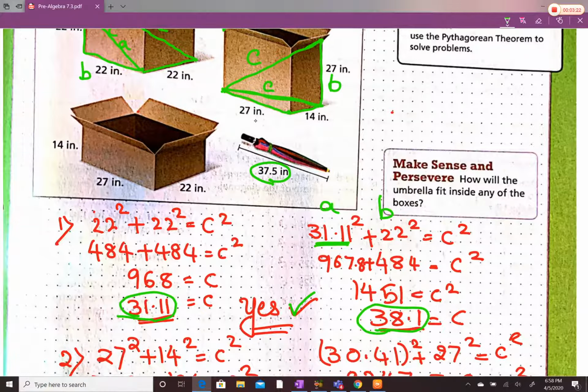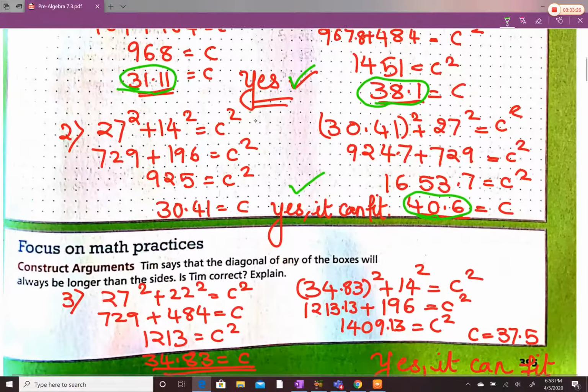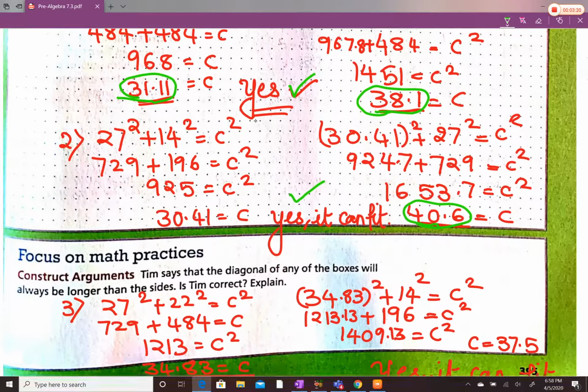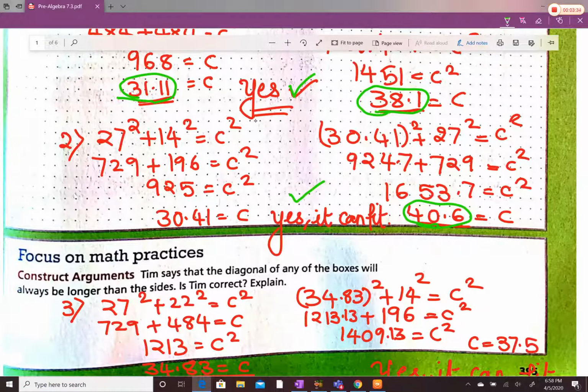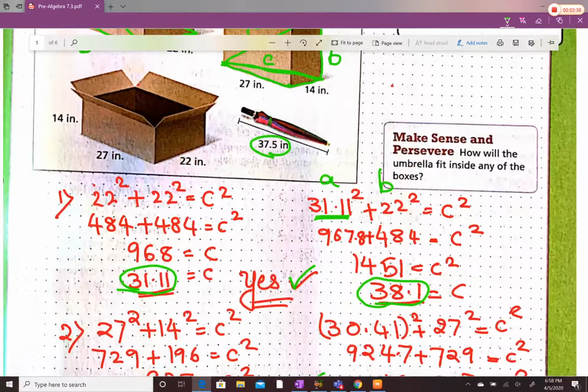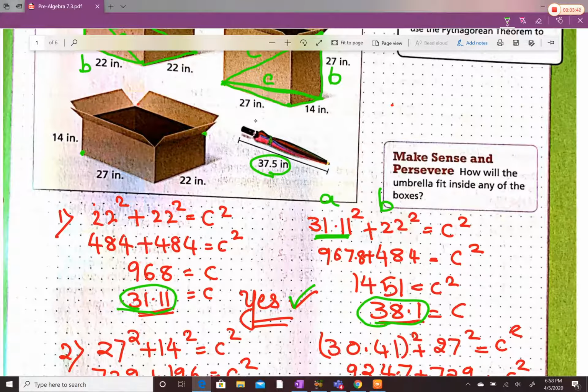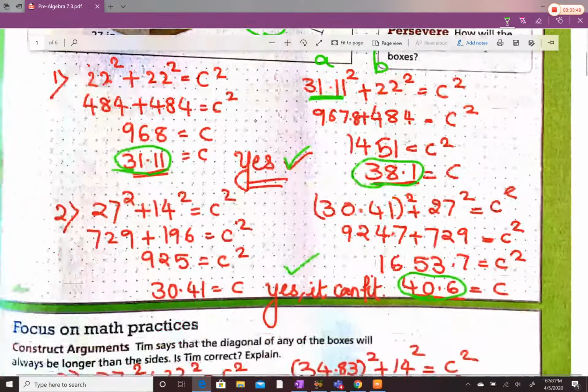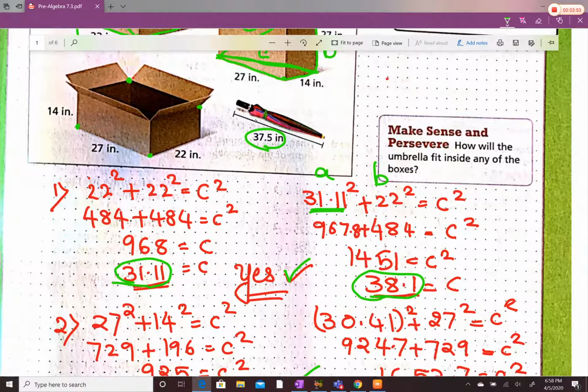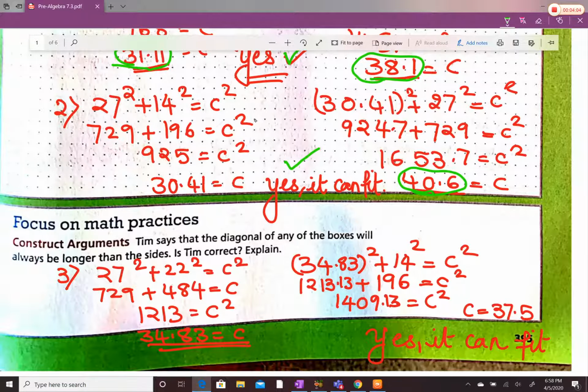Now we are going ahead to the third question, and I have tried to do it here because we didn't have much space here. So this is not the answer for the focus on math practices, but this is the answer of the above question. So again we have to find the diagonal length. That means from this corner to this corner, or you can take from this corner to this corner. This is how you will fit the umbrella. So if you look at the question, this is our A, this is our B, and find the hypotenuse. So 27 squared plus 22 squared equals C squared, 729 plus 484 equals C squared, and 1213 equals C squared. So 34.83, I don't know if you are able to see, 34.83 is equal to C.